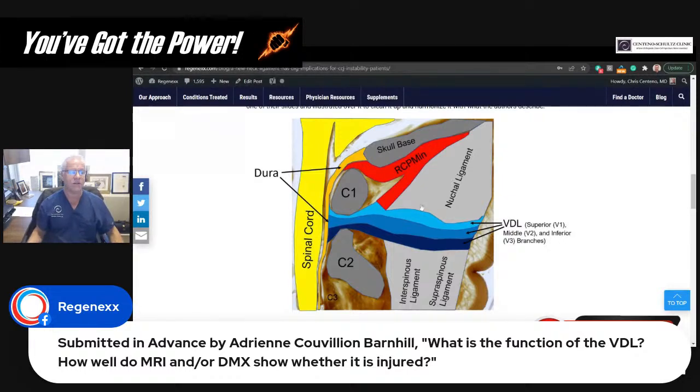Its function is to pull that dura out of the way or provide some tension in that dura as you move your head around. Now, the rectus capitis posterior minor pulls it out of the way when you're in extension, and the VDL would help it when you're in flexion. So that's what it does. And again, if it's damaged, we're going to see changes in pull on the dura over here. Now, the dura is the covering of the brain, the spinal cord, etc. So hopefully that makes sense.